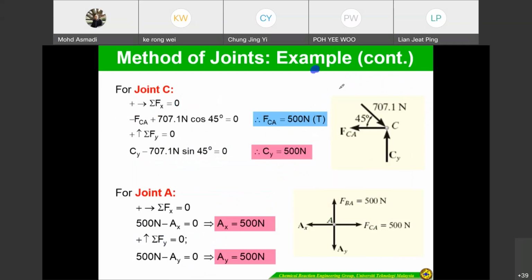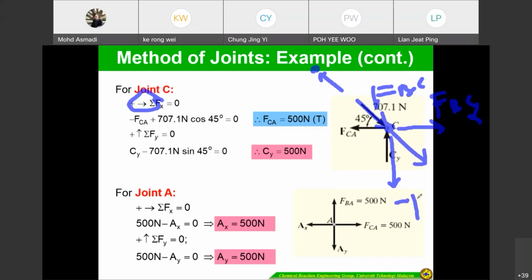Since for joint B, if you still remember, FBC is in this direction. So for the joint C, it should be opposite. This direction is FBC. So use this to solve for the point C. Similarly, total Fx, we define negative FCA. Where is the FCA? Meaning that we have to resolve this one, FBC.